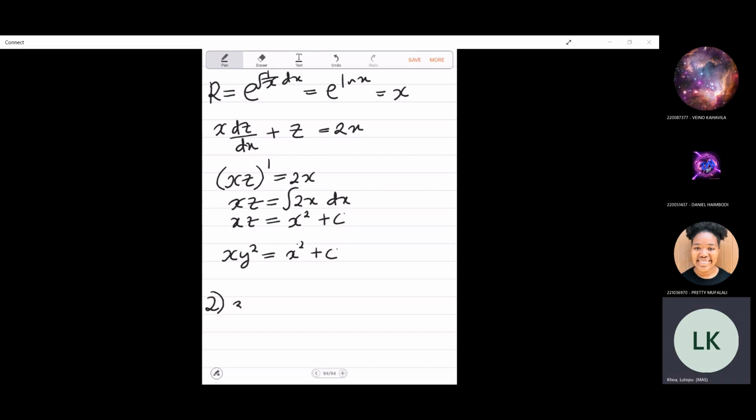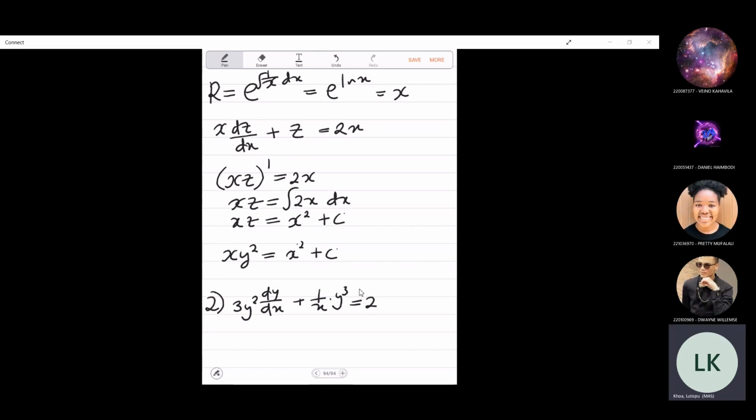Okay, we have 3y squared dy dx plus 1 over x times y cubed is equal to 2. So again, what you're looking for is this function here in terms of y and the derivative of y. Okay, so 3y squared, its derivative is y cubed, its derivative is 3y squared. So I can just make the substitution.